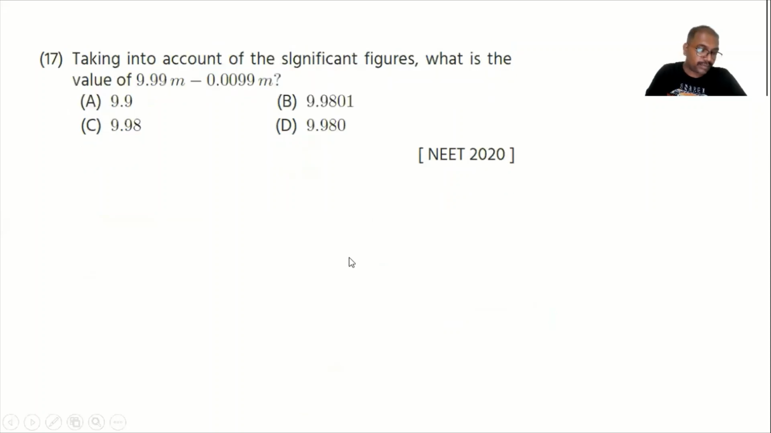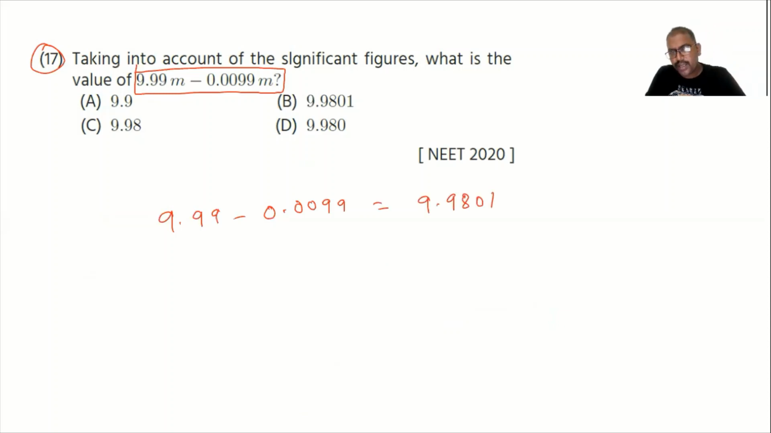Next MCQ, number 17. Taking into account of significant figure, what is the value of this? This is subtraction, and we have to find out the value up to the correct significant figure. Listen, you can see the option. So obviously 9.99 minus 0.0099 is coming 9.9801. I have not done the subtraction, I wrote it directly by option. But here we have to write this value up to the correct significant figure.